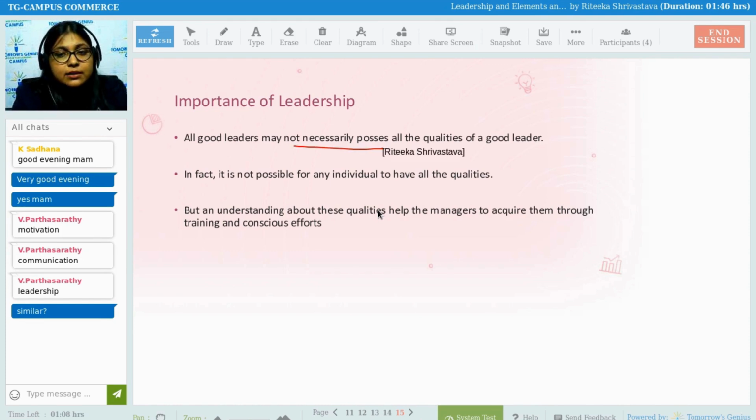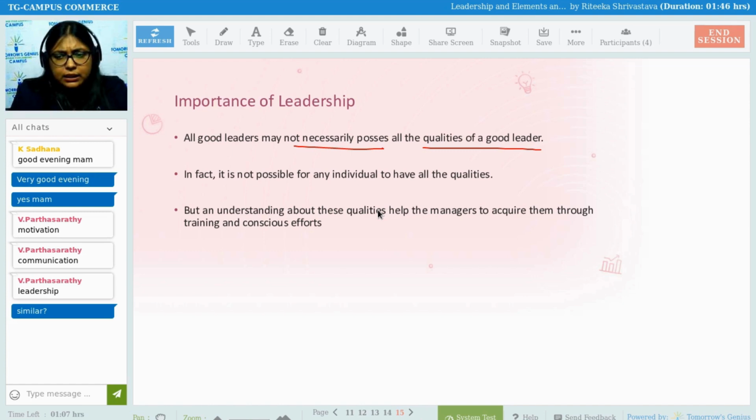All good leaders may not necessarily possess all the qualities of a good leader. Now what they are saying is possible, no? We know that there are so many different qualities of a leader. There should be different qualities in a leader. But it is also possible that all qualities might not be there in one leader. There might be a few qualities in the leader, but a few qualities would not be there. So it is possible that all qualities may not be there in one person or in one leader.